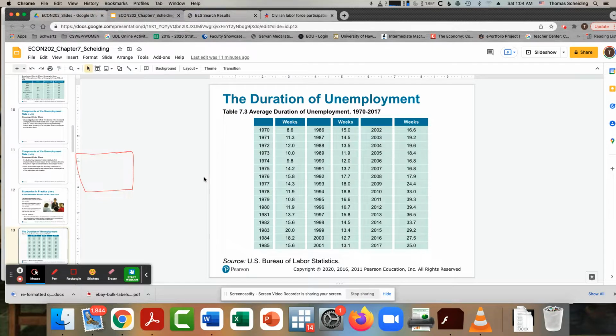So, when we look at individuals and we try to understand how long they're unemployed, one of the troubling things that we see is that the length of time of unemployment has increased. Over the past 50 years, it's a bit more than doubled.